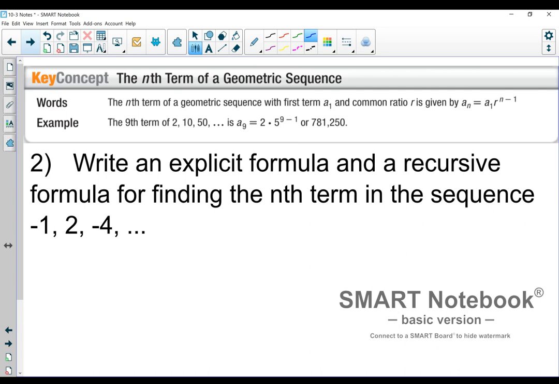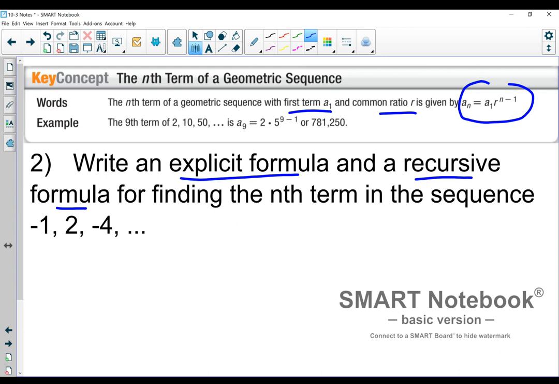So just like we have a formula for an explicit arithmetic sequence, we have the same thing for geometric. We can find our nth term using A1 and R and this formula right here. So now we're going to practice using that in different ways. The first is just to write an explicit formula and also a recursive one too. So we'll look at both of them, just like we did yesterday with arithmetic. We're kind of doing all those same things over again.